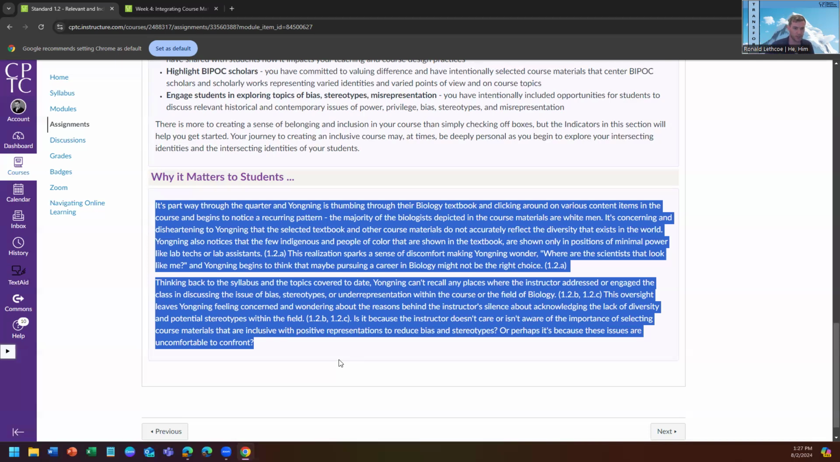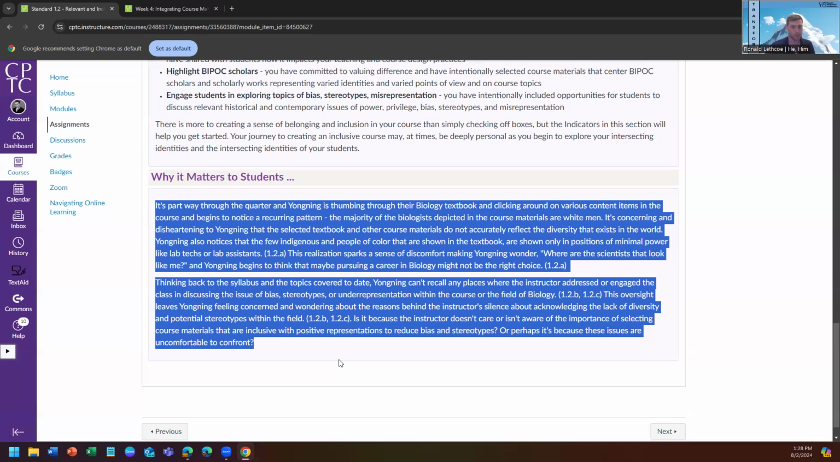Thinking back to the syllabus and topics covered today, Yongning can't recall any places where the instructor addressed or engaged the class in discussing the issues of bias, stereotypes, and underrepresentation within the course or the field of biology. This oversight leaves Yongning feeling concerned and wondering about the reasons behind the instructor's silence about acknowledging the lack of diversity and potential stereotypes within the field.